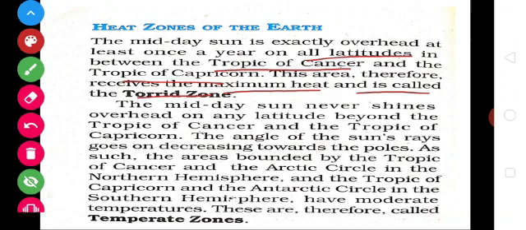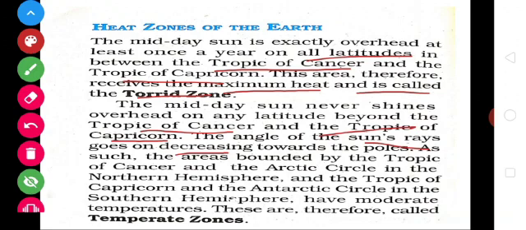And then temperate zones. The midday sun never shines overhead on any latitude beyond the Tropic of Cancer and the Tropic of Capricorn. The angle of the sun's rays goes on decreasing towards the poles. That means 80 degree north, 60 degree north, 40 degree north and 20 degree north. Likewise, it will decrease towards the poles.